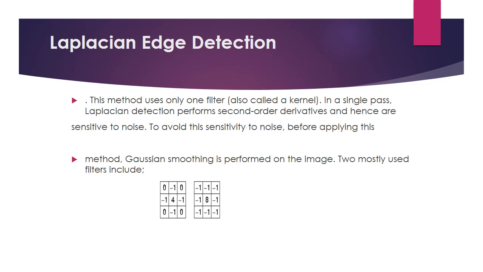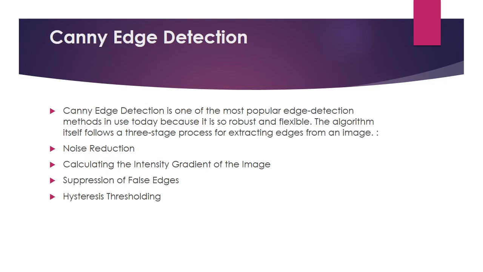The two most commonly used filters are the one with a 4 and the one with a 9. One is used at a time with the detection. Then we have the kernel edge detection.